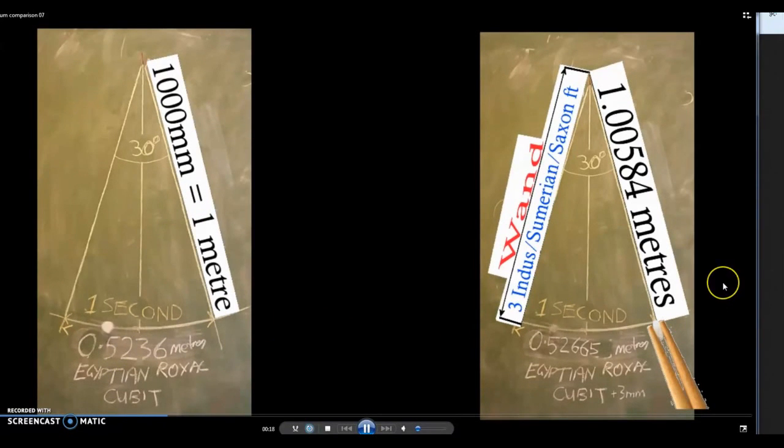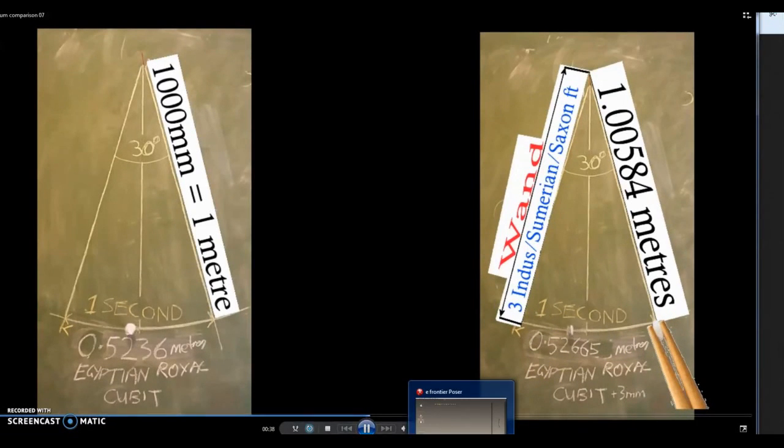But also, what I revealed in the last video was how the Indus or Sumerian foot, or the yard, or the wand, the Saxon wand as it was called, creates this cubit which is slightly longer, 3 millimeters longer, and that's about a grain of rice. But that, of course, does connect to the Great Pyramid.